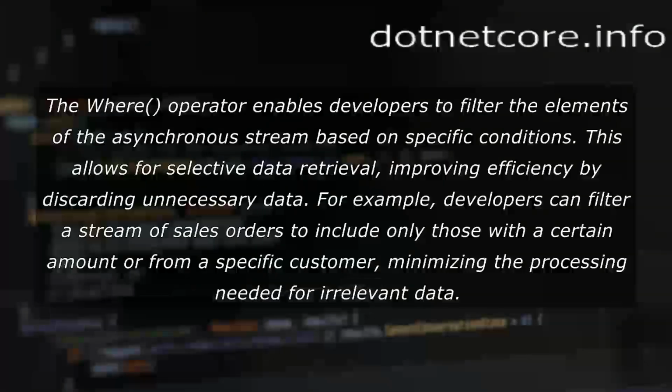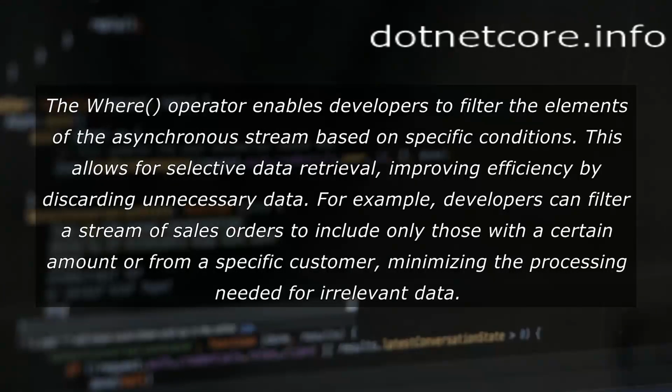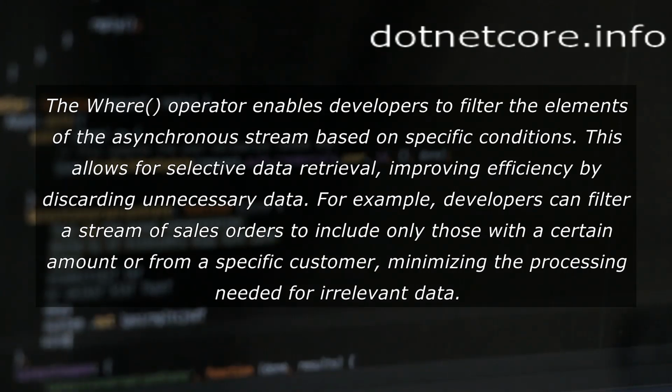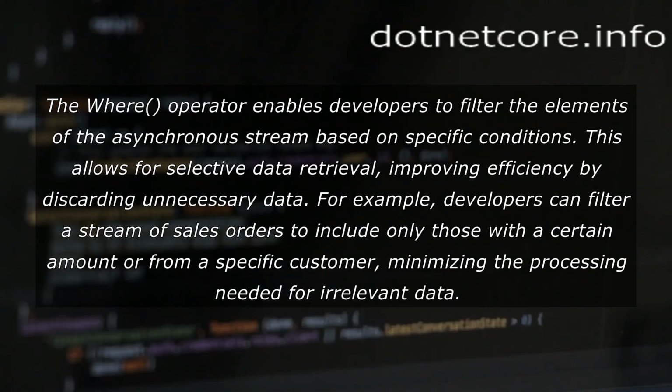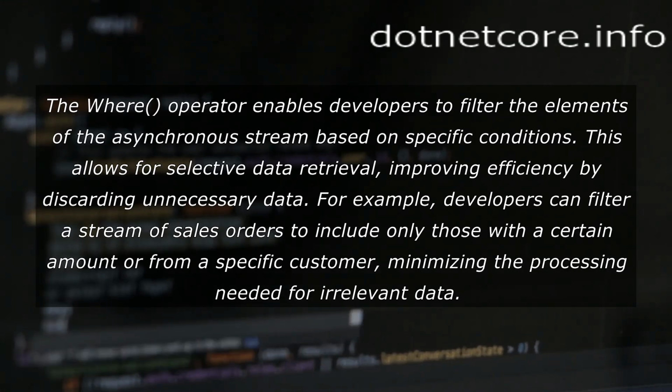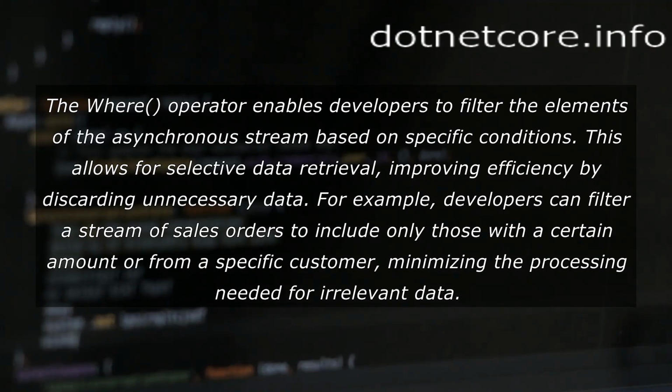The where operator enables developers to filter the elements of the asynchronous stream based on specific conditions. This allows for selective data retrieval, improving efficiency by discarding unnecessary data. For example, developers can filter a stream of sales orders to include only those with a certain amount or from a specific customer, minimizing the processing needed for irrelevant data.